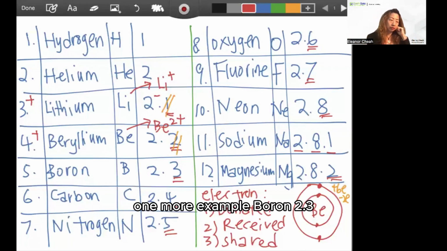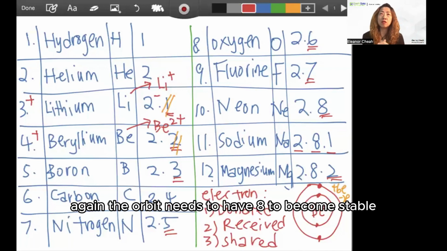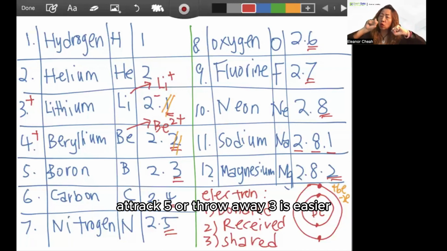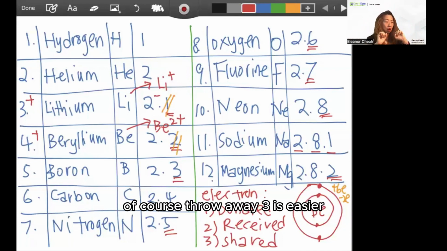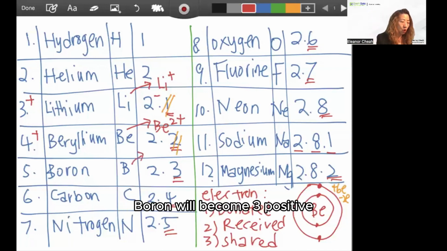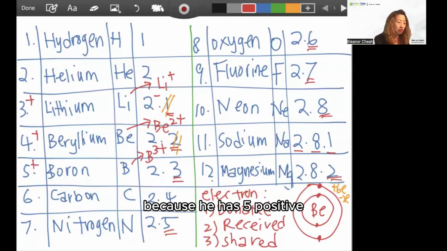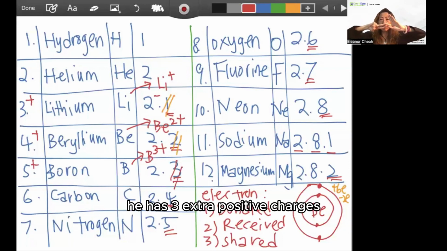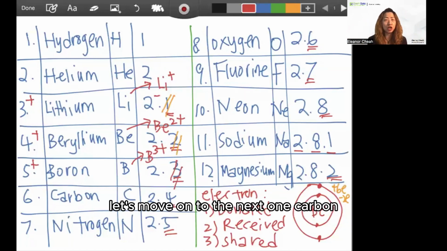One more example, boron 2.3. Again, the orbit needs to have 8 to become stable. Now he has 3. Throw away, attract 5, or throw away 3 is easier. Of course, throwing away 3 is easier. Boron will become 3 positive because he has 5 positive compared to 2 electrons, so he has 3 extra positive charges. Let's move on to the next one.